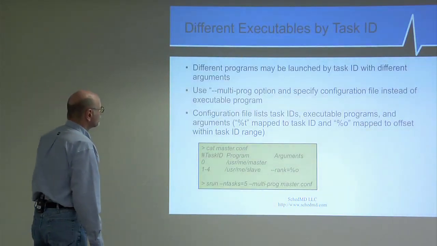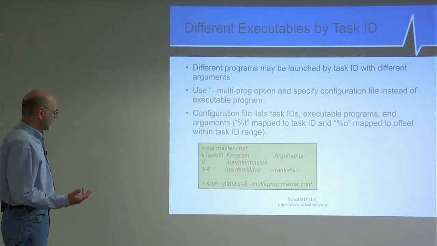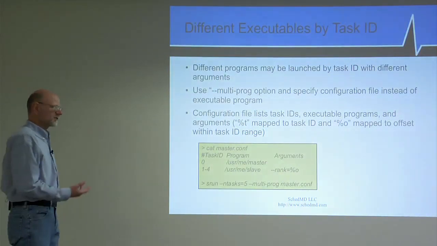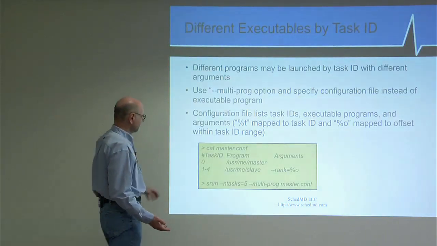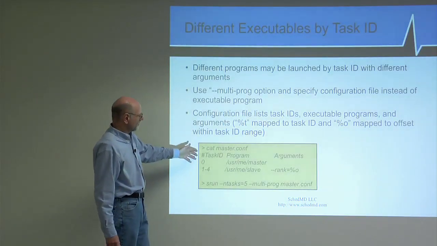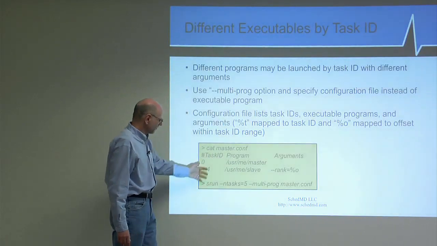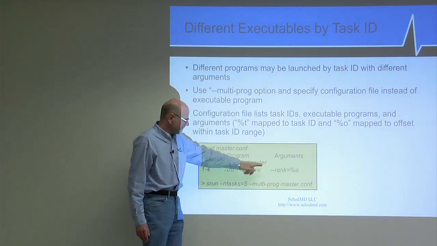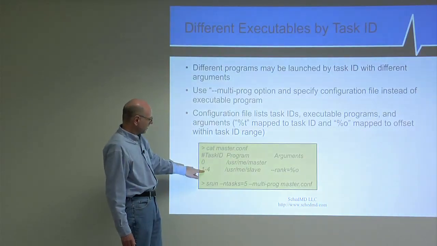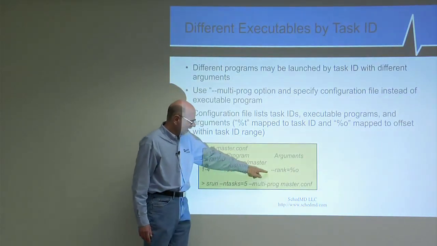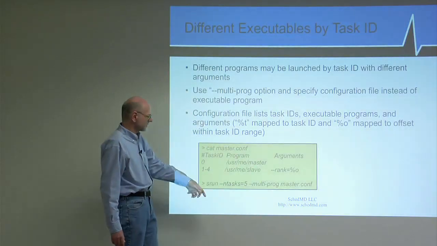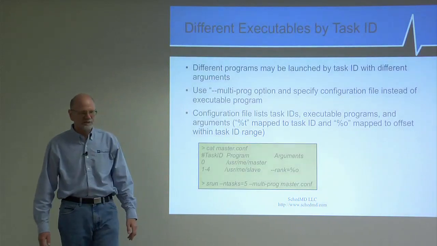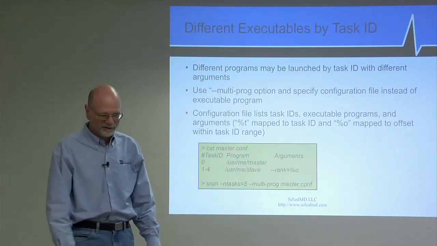Slurm has the ability to run different executables by task ID. So if you want to run in a master-slave type operation, you might have a script that looks like this, where task ID 0 runs the master, and task IDs 1 through 4 run a slave, and the argument to the command would be the task ID. Just a simple example of what that would look like.